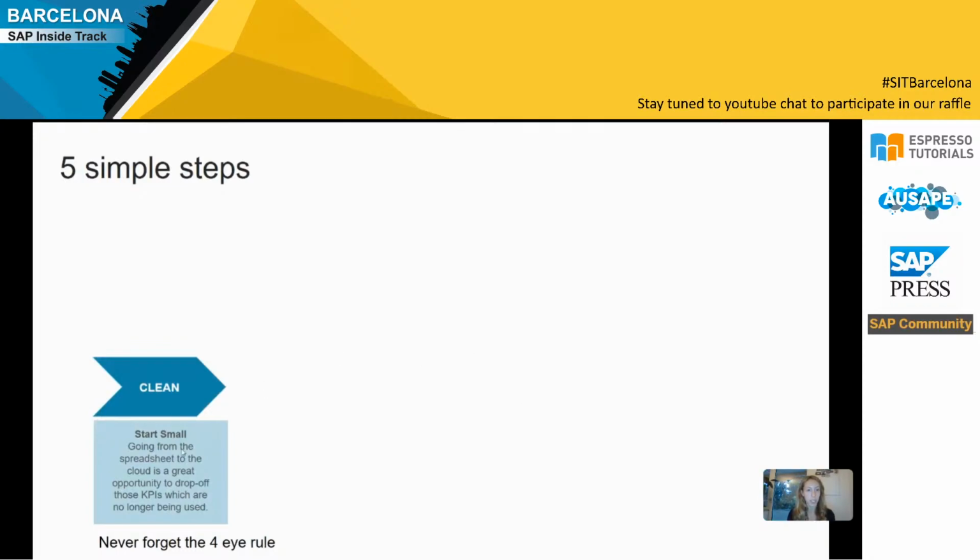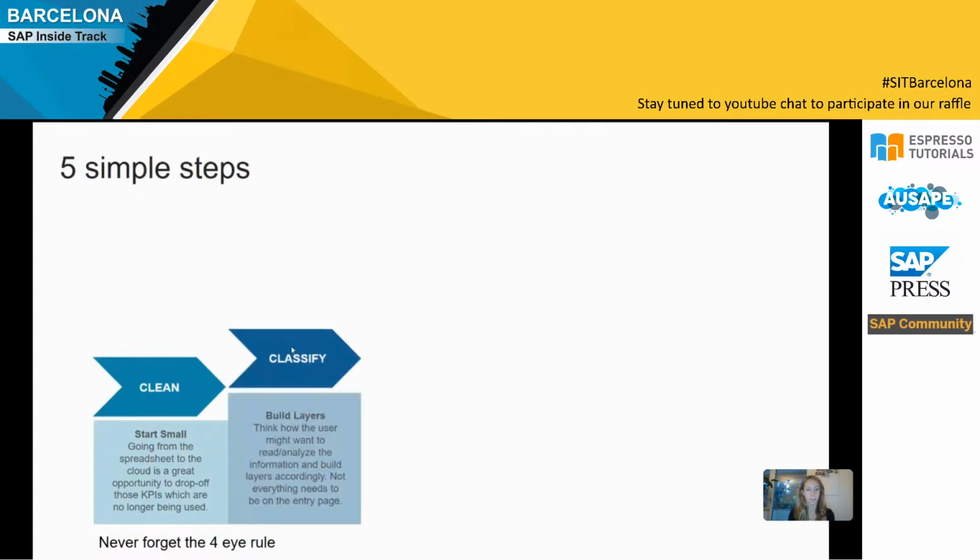Start small. When you start going from an Excel or from a spreadsheet into a data visualization, it's a good opportunity to evaluate the KPIs that you have. Do you still need all of them? Are there some of them that you included at some point, but you don't need anymore? It's a great opportunity to just clean your data and kind of start again.